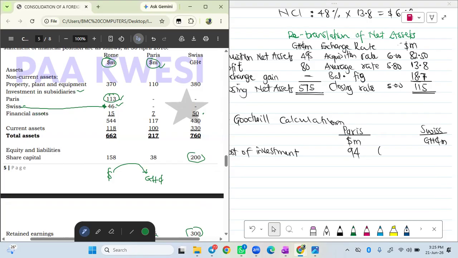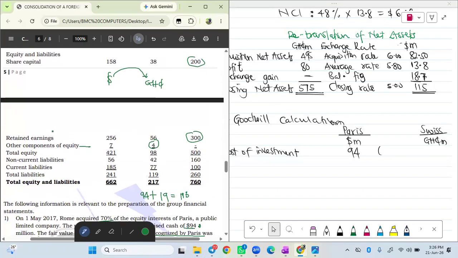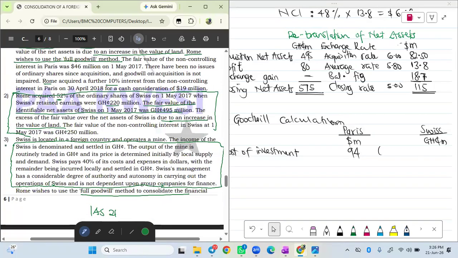There was no share exchange, no deferred consideration, no contingent consideration. So you know the 46 million is cash component, and they only record cash component under the investment side. So this 46 million is what they spent in acquiring the 52% interest in Swiss. But Swiss functional currency is Ghanaian cedis. Whenever the subsidiary functional currency is different from the group presentational currency, you determine goodwill and net assets in the subsidiary's functional currency. Based on additional information 3, we realize the functional currency is cedis.